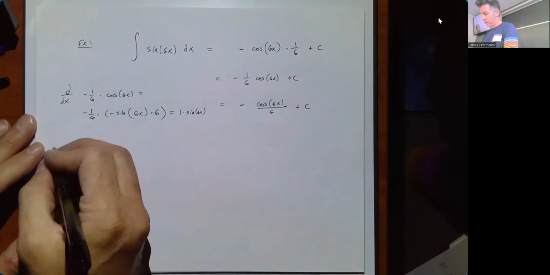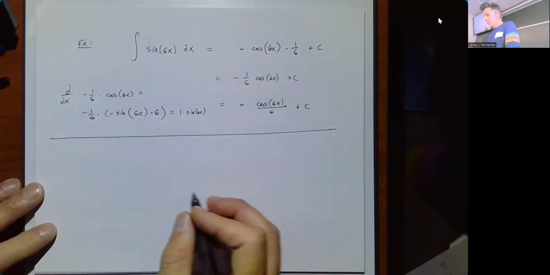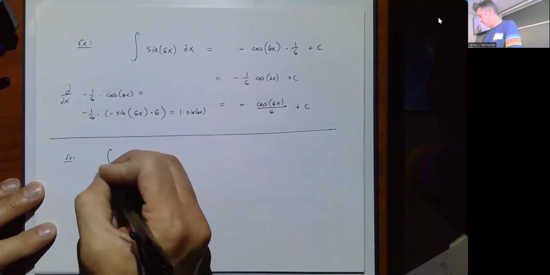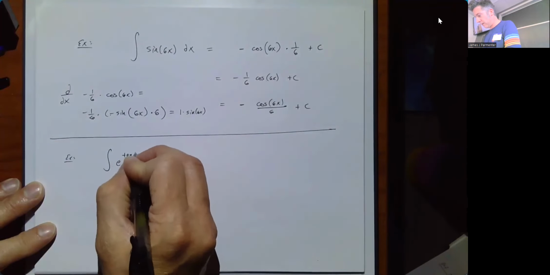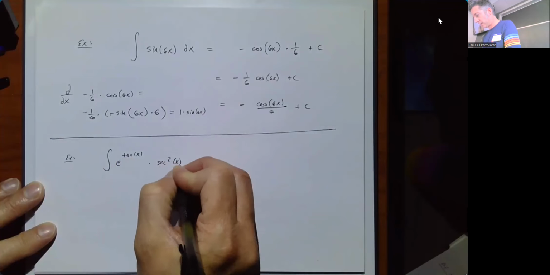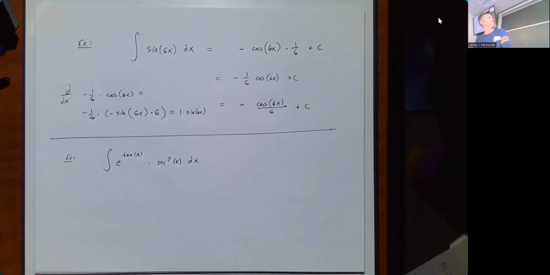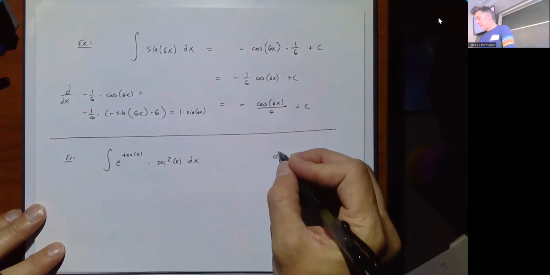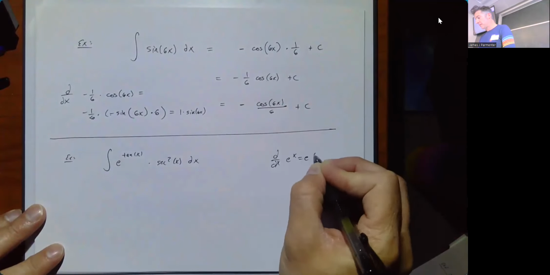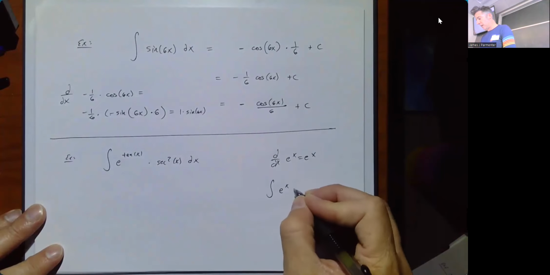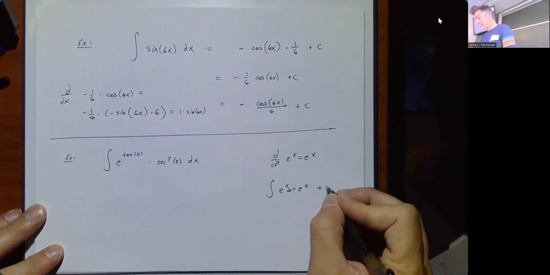Let's look at one more example here. Let's say I want to do the integral of e to the tangent of x times secant squared of x. So here's what I know. And again, I'm kind of cheating this one, to be perfectly honest. This one is probably one where you should actually use the U substitution. But we're going to skip it for now just because I want to talk about the thought process. I know that the derivative of e to the x is e to the x. I know that the antiderivative of e to the x is e to the x plus c.